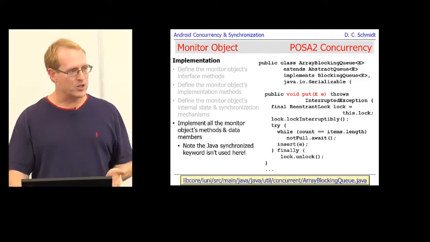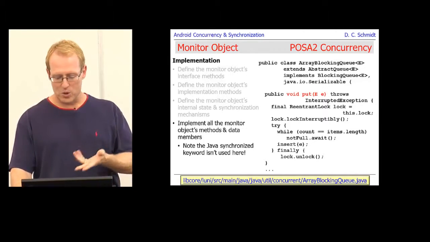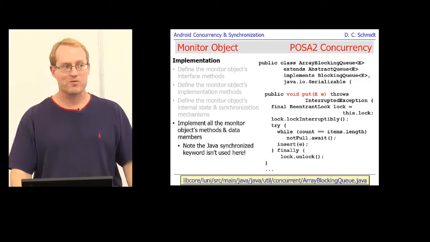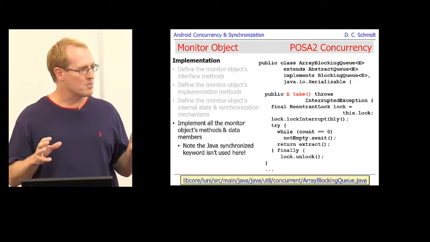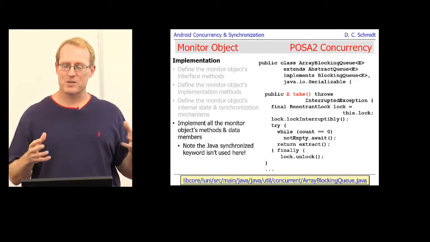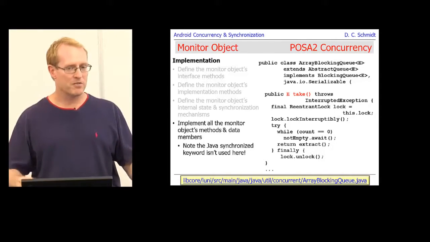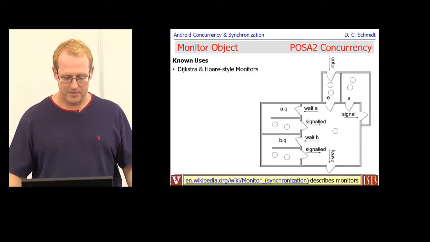So I encourage you to take a look at the Android code. If you Google this path name, you'll find it. It's instructive to take a look at it. But it's kind of cool because they don't use the basic built-in Java mechanisms. They build their own because that gave them the flexibility and performance that they needed to have.